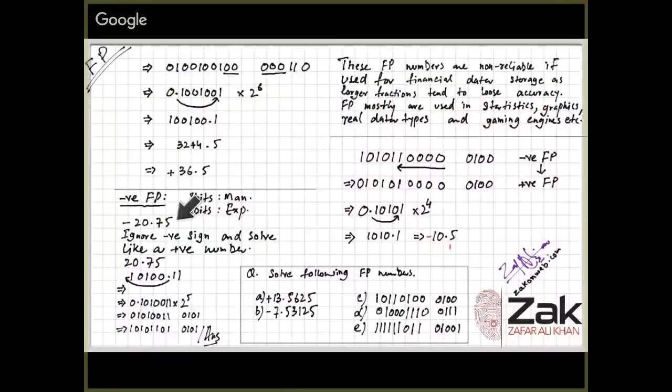So here exactly we are doing the same. This is minus 20.75. Ignore the negative sign and solve like a positive number. We solve the whole number until here, and then we keep it the same. The first one is the same, and the rest are toggled. So this is actually negative 20.75. All right.